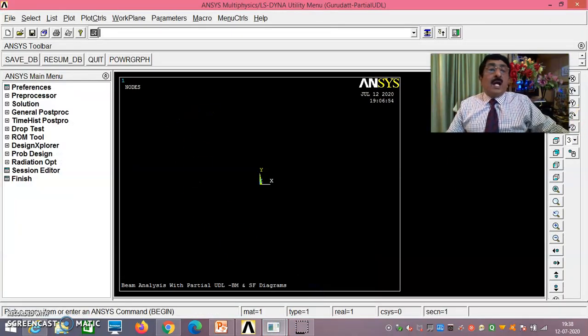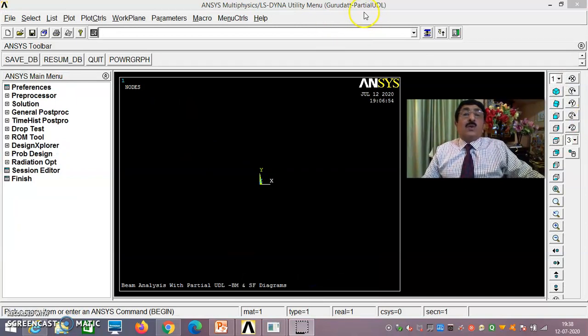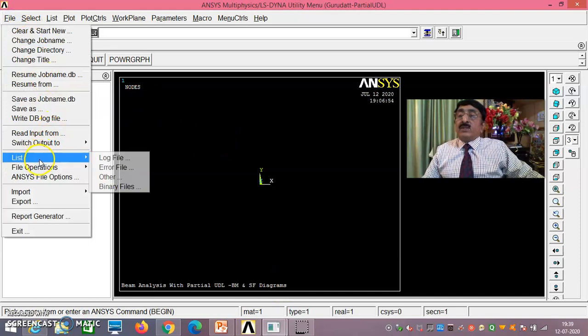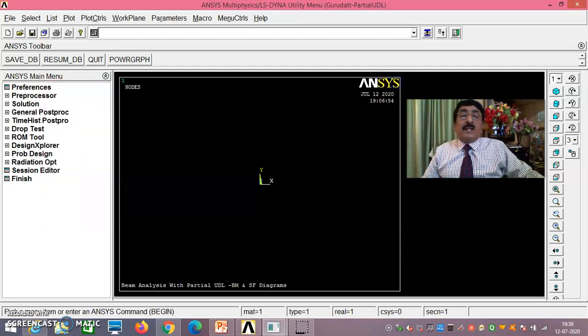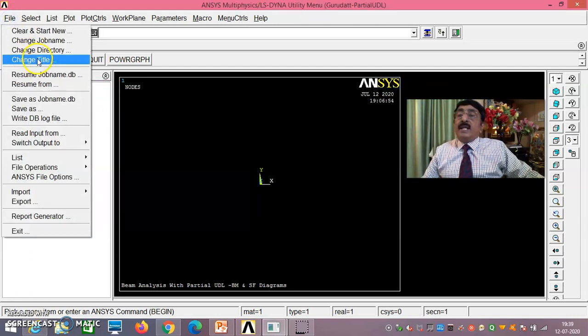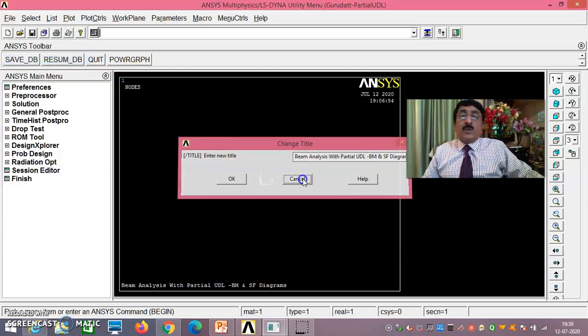Now you see here, I have created a separate log file, as usual, Gurdat partial UDL: beam analysis with partial UDL. I am concentrating in this problem only on bending moment and shear force diagrams. See here, File, List, Log file. If you see, it is a fresh log file. I have created a new log file under Gurdat partial UDL, beam analysis with partial UDL, and bending moment and shear force diagrams. File, Clear, Change title, I have created this. Up till here only done.